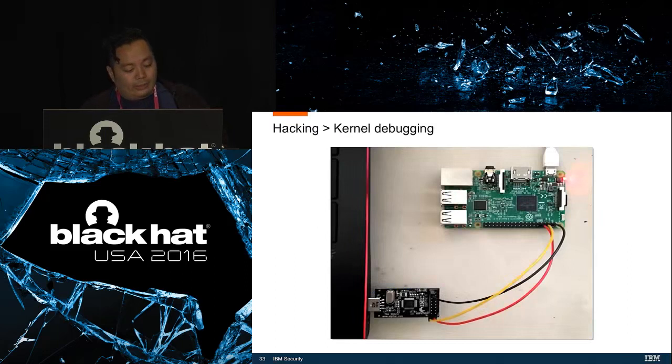So let's talk about kernel debugging. To dynamically reverse kernel level code such as device drivers, we need to do kernel debugging using WinDbg. Here I'm using a Shikra connected to a Raspberry Pi, and I'm connecting the TX pin of the Shikra to the RX pin of the Raspberry Pi, and the RX pin of the Shikra to the TX pin of the Raspberry Pi.